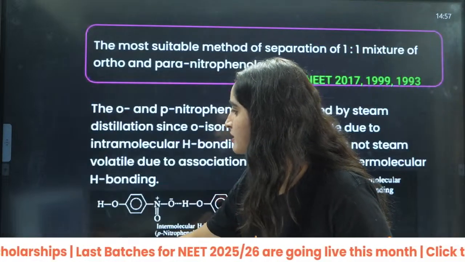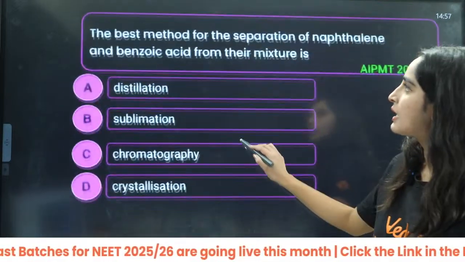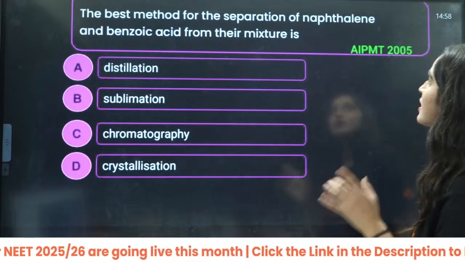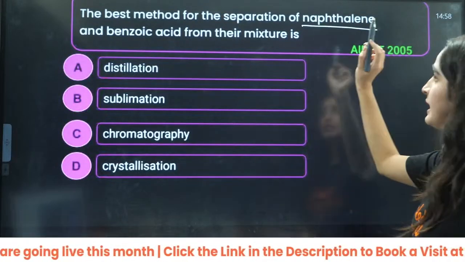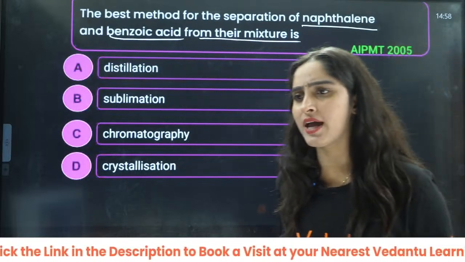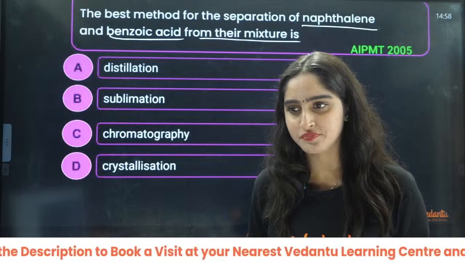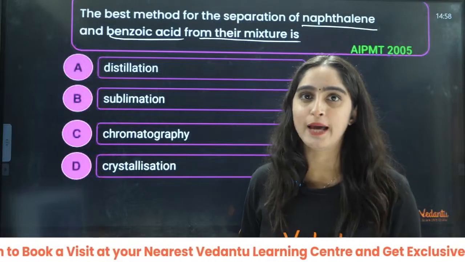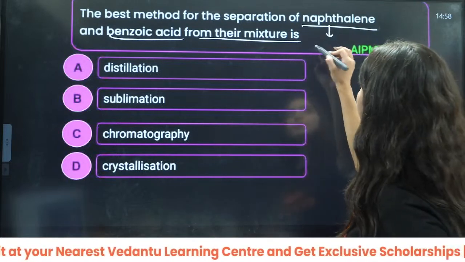Next question is: the best method for separation of naphthalene and benzoic acid from their mixture. Again, a very simple question. From naphthalene. Naphthalene is a sublimable substance.